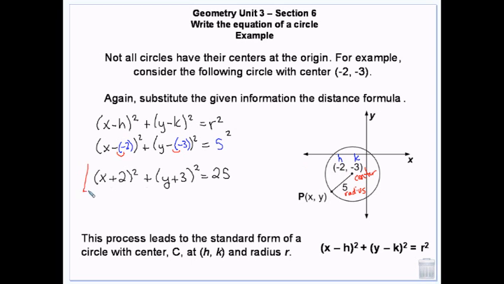This right here is the equation for that circle. So if you had one of those nice fancy TI-89s or 92s that does graphing, and you put this equation in, you would get this circle back.